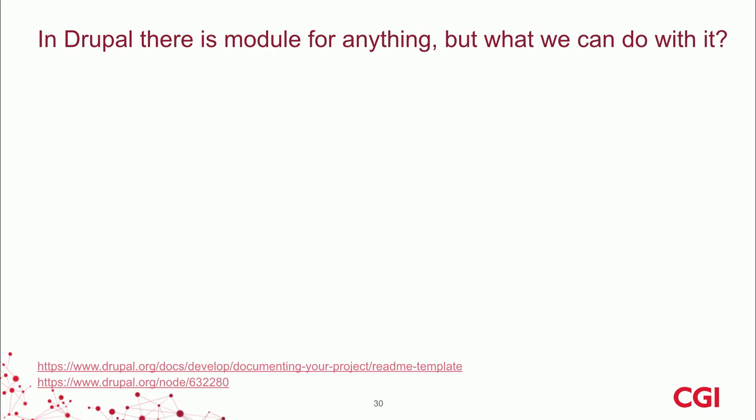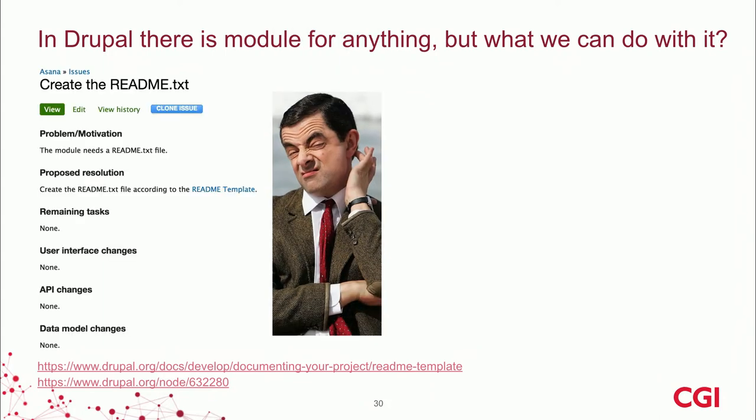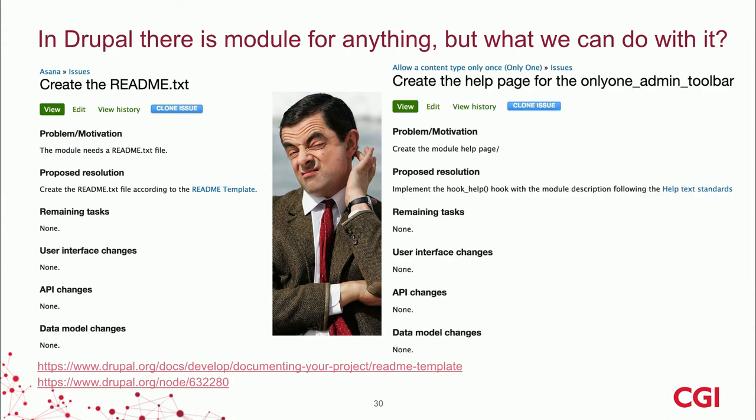Okay. Usually you see this phrase in the Drupal community: in Drupal, there is a module for anything, but what can we do with it? If you want to inform your users, the people that use your modules, you need to do two things. You need to create the README, and you need to create the help page for your module. These are two usual issues that you need to have in a Drupal project.